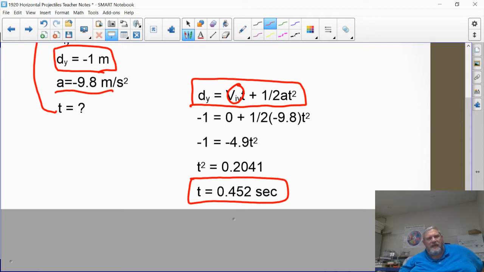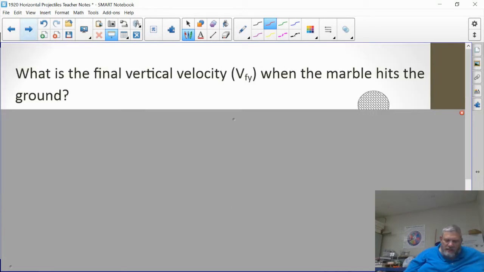All right, we're going to use the same equation. We're going to work the same thing when we do projectiles as well, because we're going to need to know how long it takes for it to hit the ground. So this is just a review, but we're going to use it again.